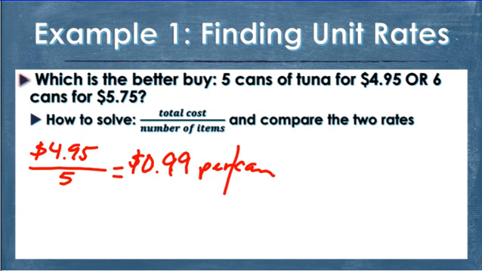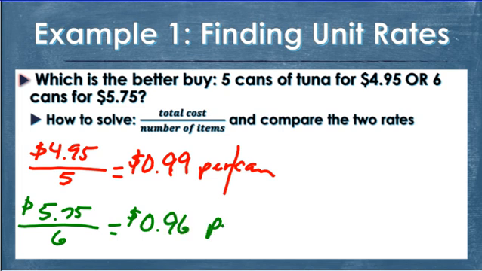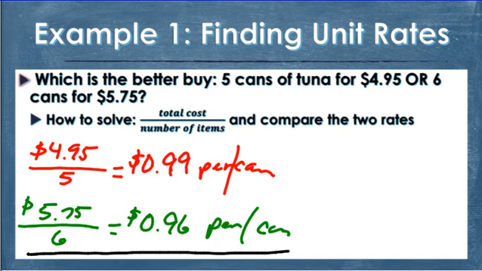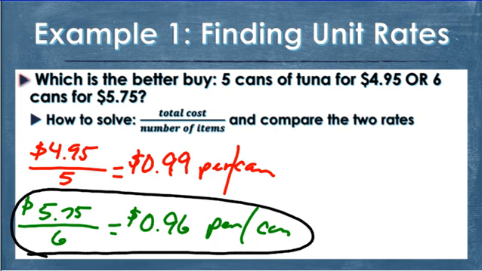Now if I do the other one, I have $5.75, but I'm purchasing 6 cans. So 5.75 divided by 6, that would give us about 96 cents per can. So which one is the better purchase per can? The better price would be 6 cans for $5.75 because you're getting more for a little bit cheaper price per can.